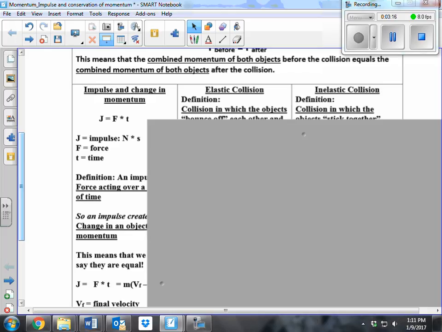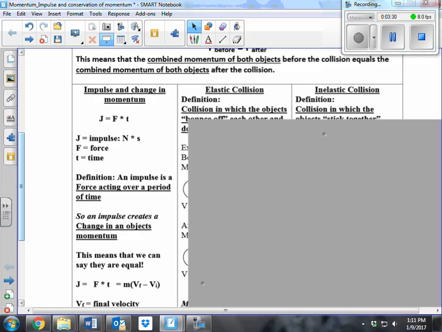So as we did in class with the eggs, when I threw the eggs at the blanket, we threw them with the same momentum, but we increased the time so that we could decrease the force. So an impulse is a force acting over a period of time.